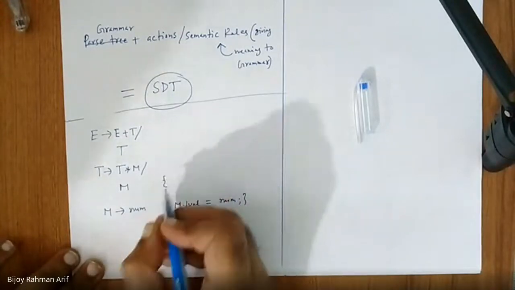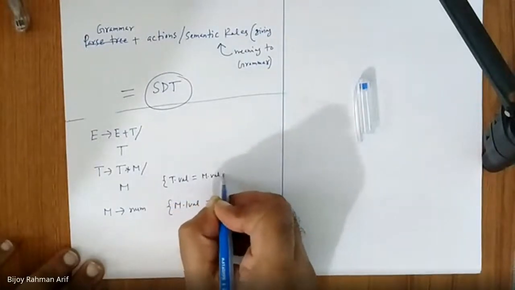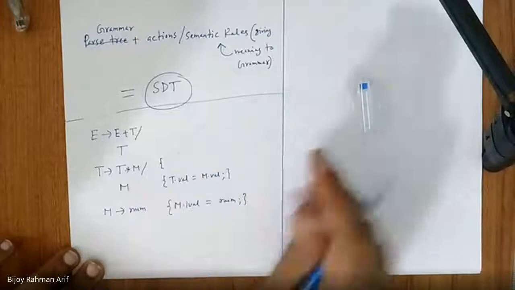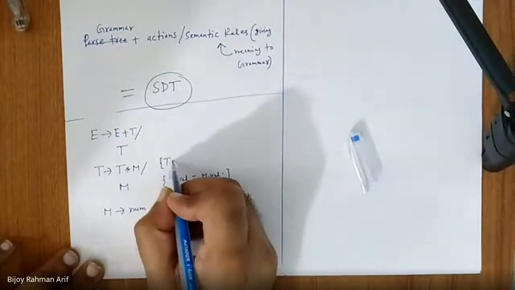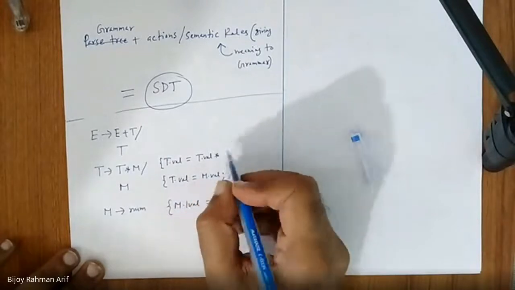Here, what is the action? T.val equals M.val. Here, what is the action? T.val is equal to T.val star M.val.